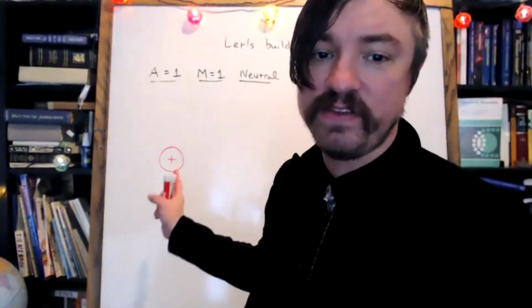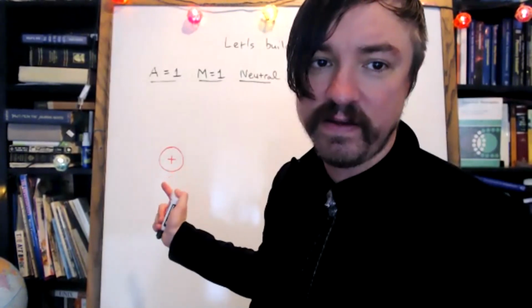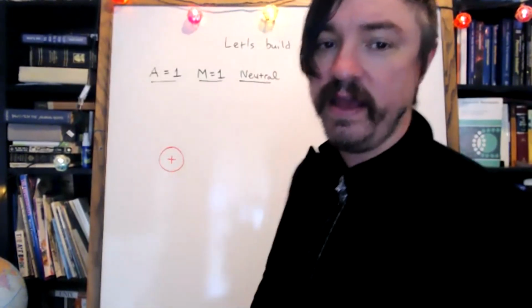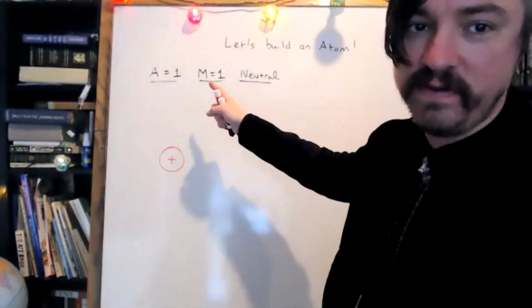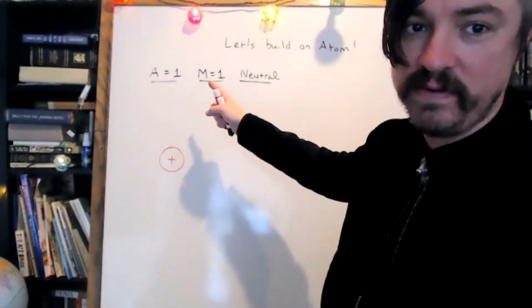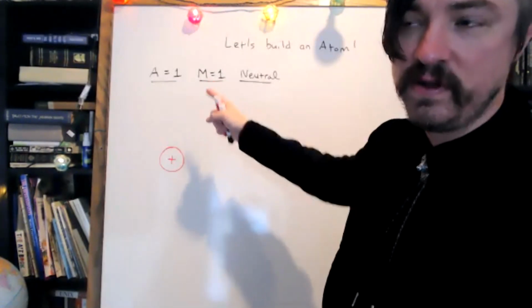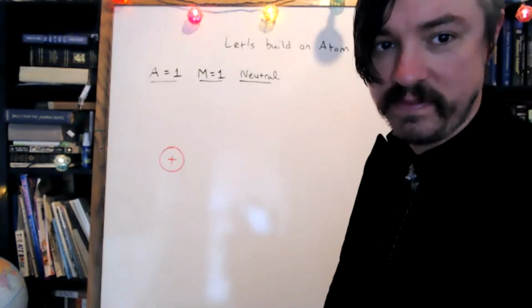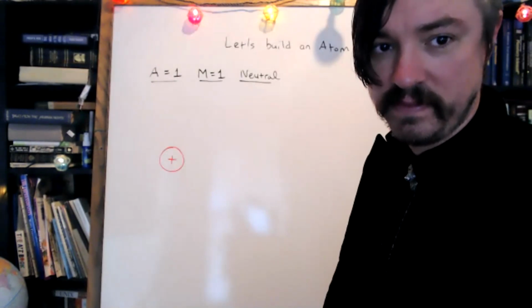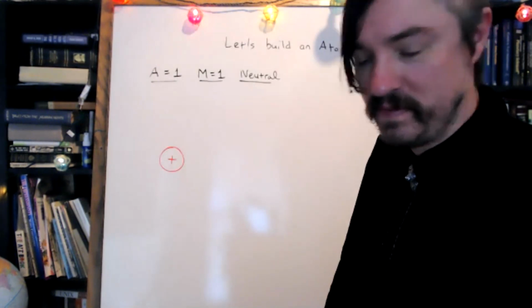So how many nucleons do you have so far? 1. Okay, and how many nucleons are you allowed to have? 1 because the mass number is 1. So how many neutrons are there? 1. Maybe I'm not understanding the question.